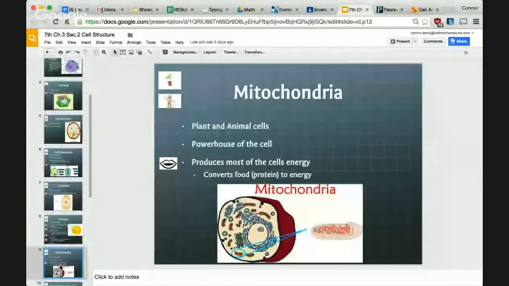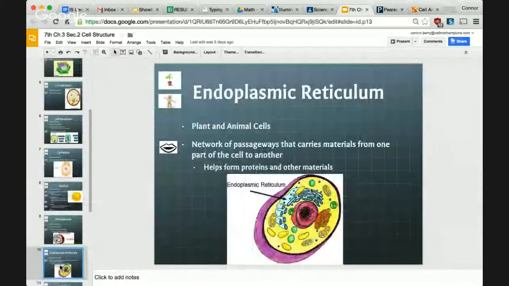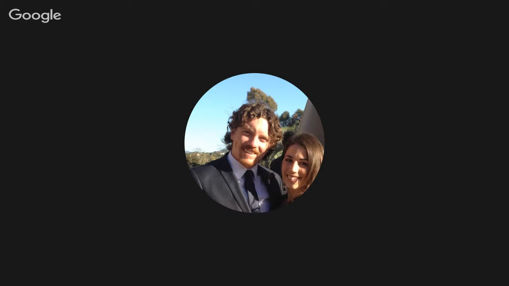So we have the mitochondria. Now we have the endoplasmic reticulum. The endoplasmic reticulum is a network of passageways that carries material from one part of the cell to the other. So that seems like it's going to be my conveyor belt, my way of getting things around my factory, right? So let's go ahead and make our endoplasmic reticulum, and let's make sure, we're going to have to deal with this again, aren't we? Okay.